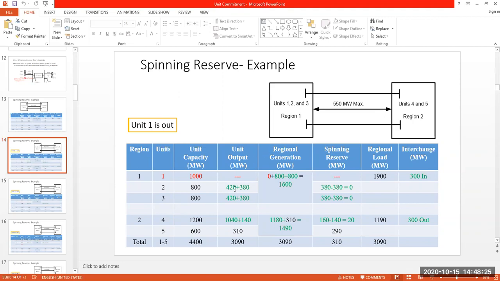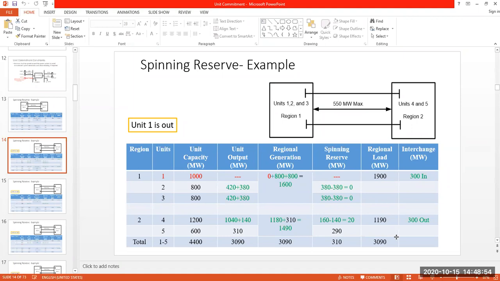So now your regional load is still 1900. We are not changing the load demand throughout our example. So regional load remains same. Your regional load in region number 1 is 1900. Regional load in region number 2 is still 1190. Still your total demand is 3090. So somehow you have to make sure that the summation of all the values in this column again gives you the same value here. This is number 1 point.